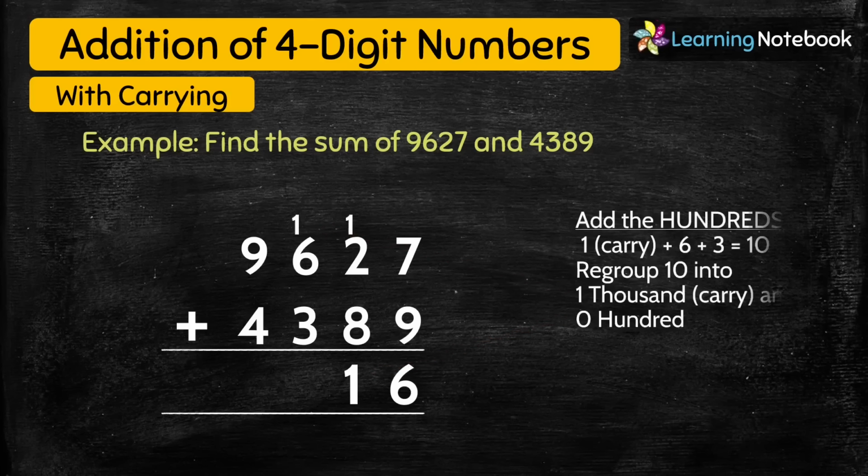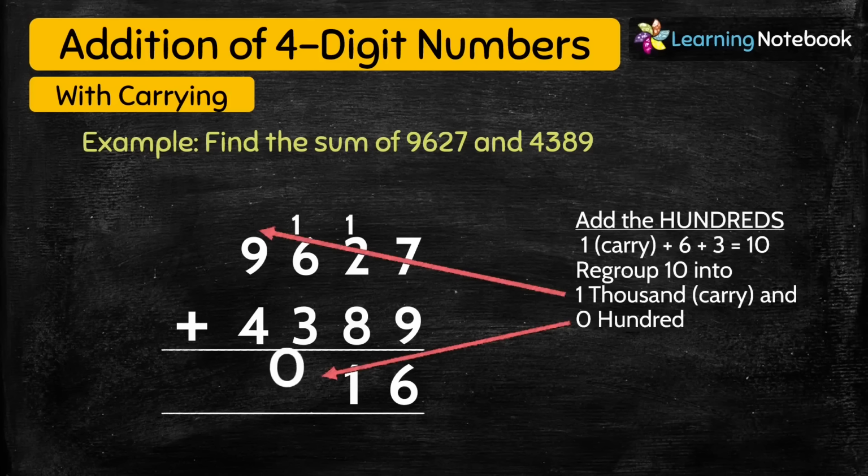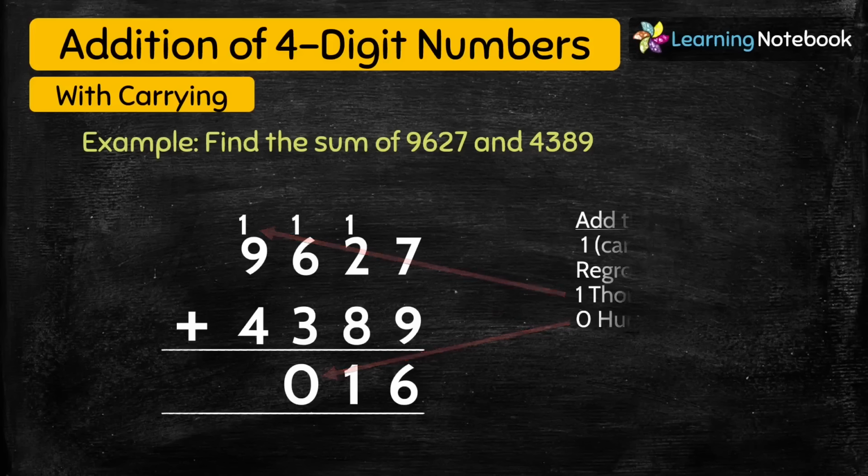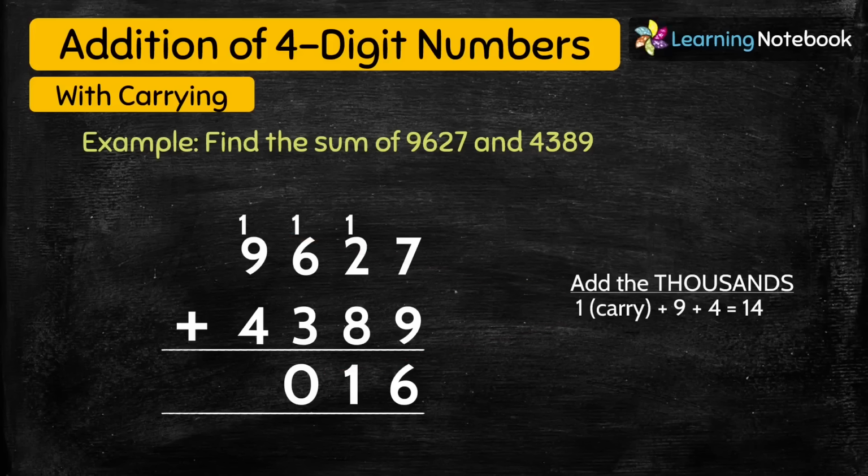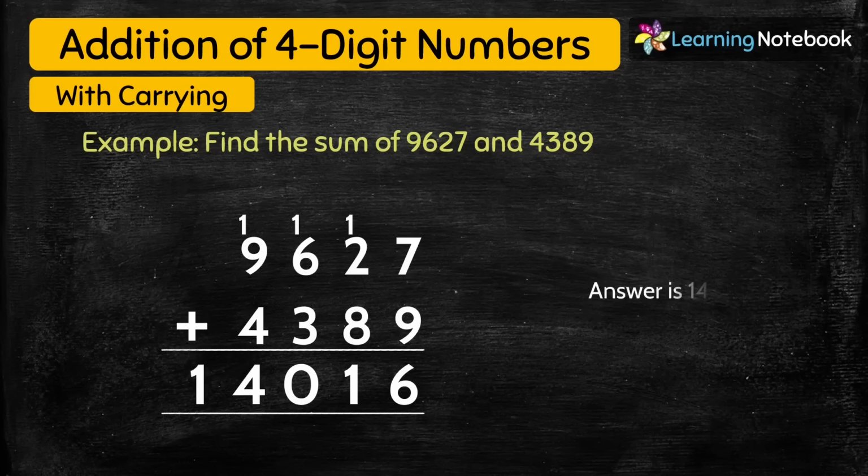Now, let's add the digits at hundreds place. 1 carry plus 6 plus 3 equals 10. Since it's a two-digit number, we will carry 1 to the thousands place and 0 comes in the answer. Now let's add the digits at thousands place. 1 carry plus 9 plus 4 equals 14. So our answer is 14016.